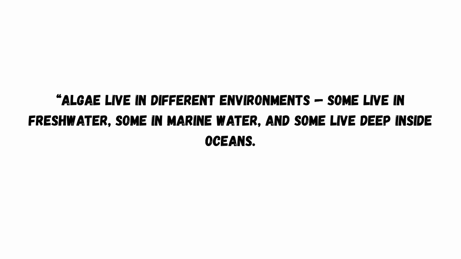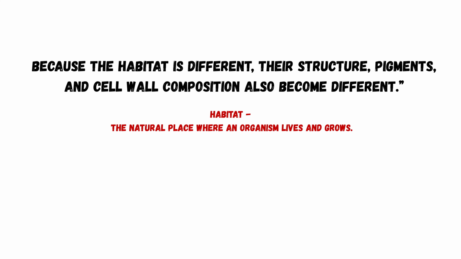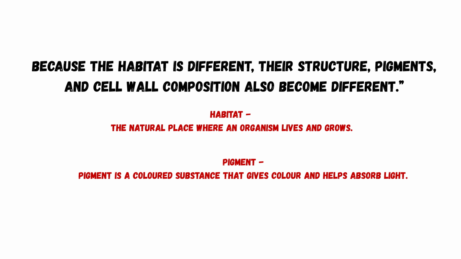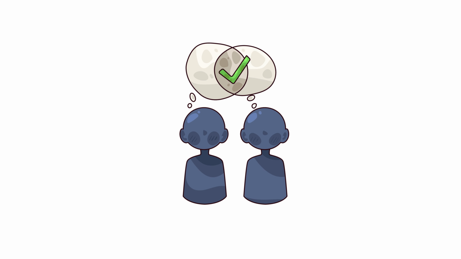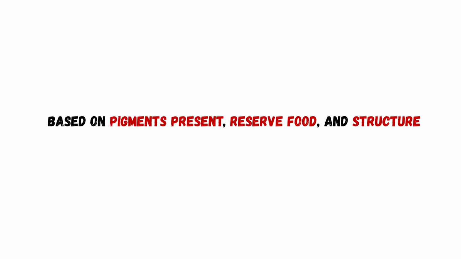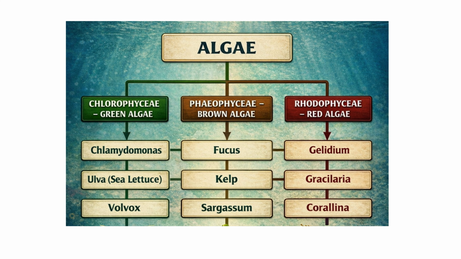Some live in fresh water, some live in marine water, and some live deep inside oceans. Because the habitat is different, their structure, pigments, and cell wall compositions also become different. So, while studying algae, do not try to memorize blindly. Try to understand why a particular feature is present, because that is how NEET questions are framed. Now, based on pigment present, reserve food, and structure, algae are classified into three main classes.